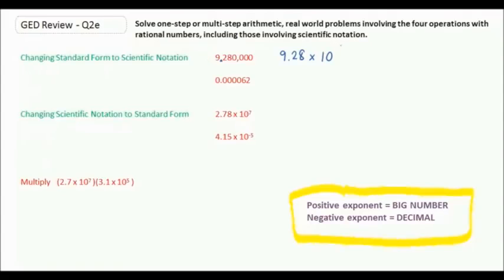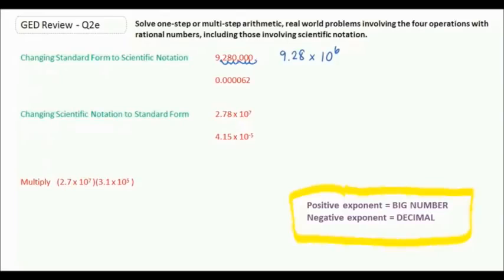And to determine what that exponent is going to be, we're going to start with our original decimal and see how many spots we slid to get to our new decimal. Well, you have to remember that on a whole number, there's an invisible decimal at the end of it. So we slid it once, twice, 3 times, 4, 5, 6. So it'd be 9.28 times 10 to the 6th power.